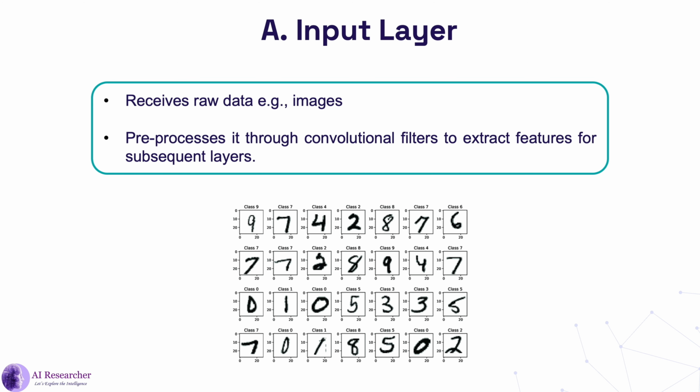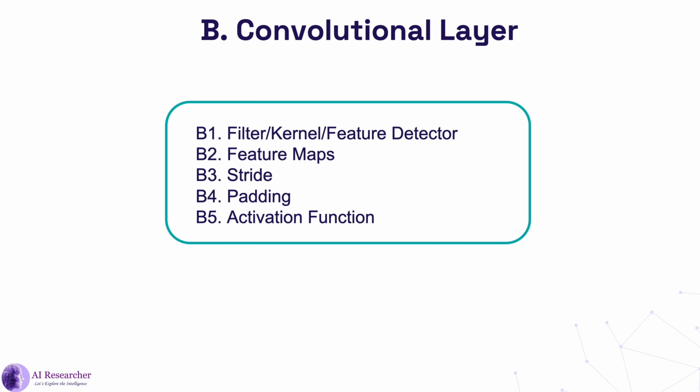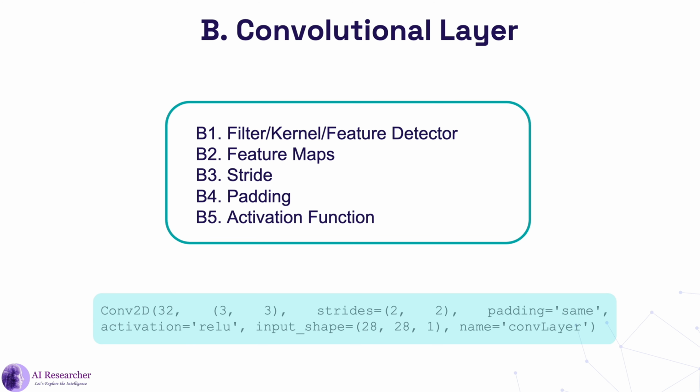After input layer, we will see the convolutional layer. This is a very important layer of the convolutional neural network. So let's break it into the 5 important parts. First one is filter, which is also called a kernel. Also, some people call it a feature detector. The next one is feature map, then stride, and then there is padding, and then the last one, the fifth one, is activation function. These components are important to learn as we need to know them for practical implementation. So you can also see the code.